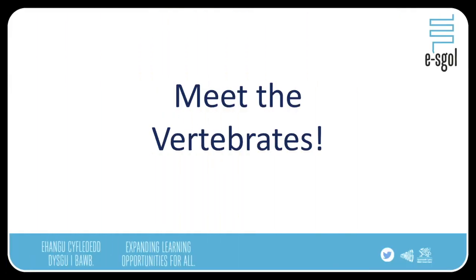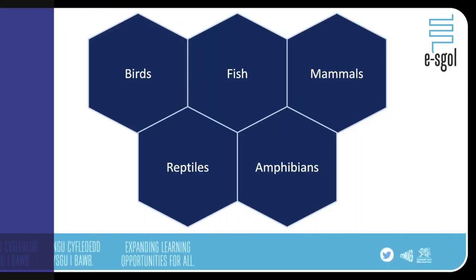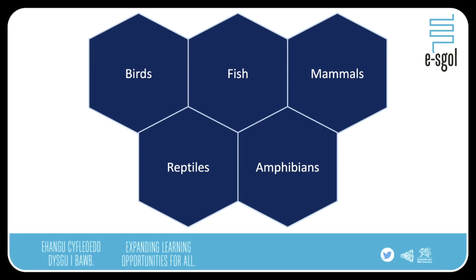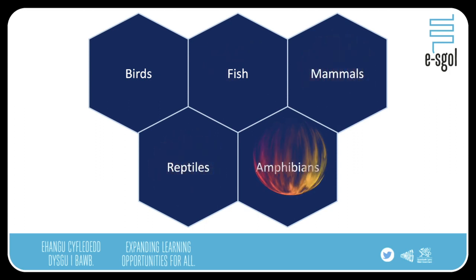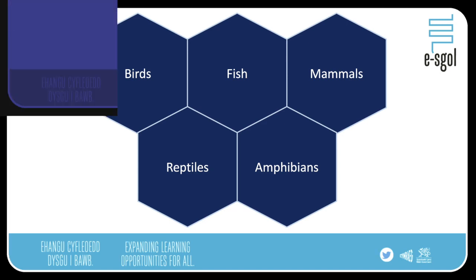It's time to meet the vertebrates. There are currently approximately 60,000 identified vertebrate species, with estimates of a further 20,000 yet to be discovered. There are 5 types of vertebrates: birds, fish, mammals, reptiles, and amphibians. Let's have a look at examples of each type.